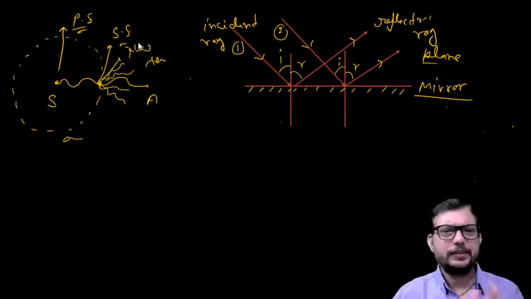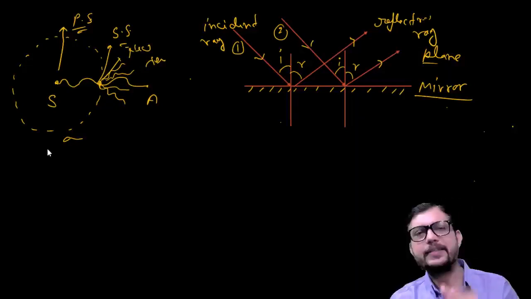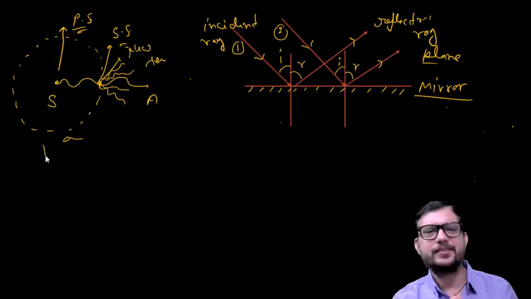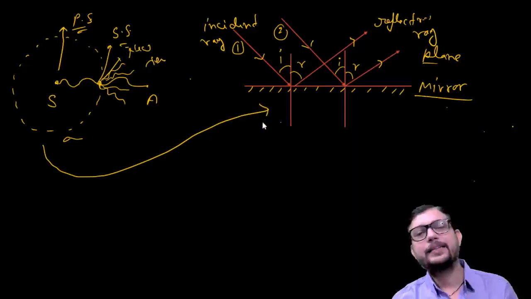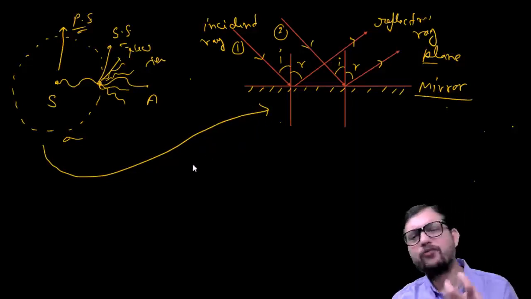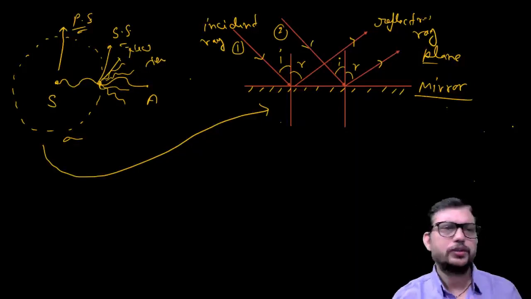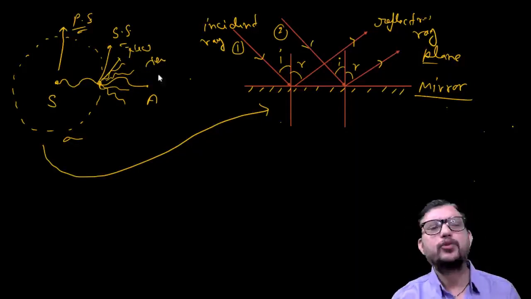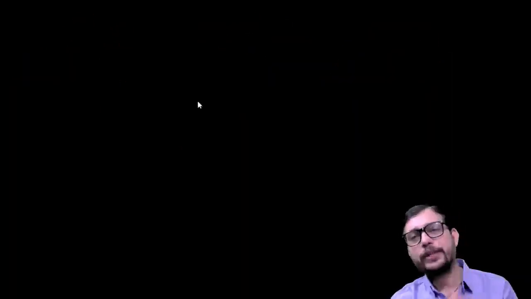So the concept of Huygens, or we can say the theory of Huygens, we have to apply to the law of reflection. So for that, what should we do? Firstly, we have to take some primary sources there, and some secondary sources will be there. So these are the basic criteria we have to follow.